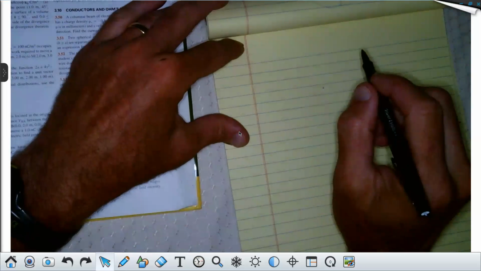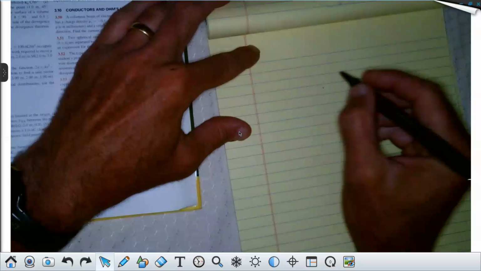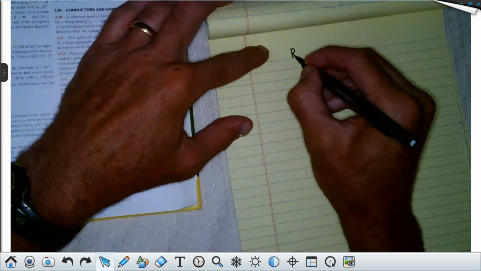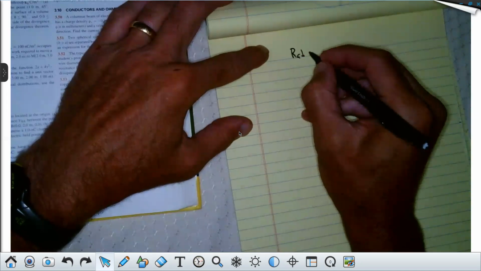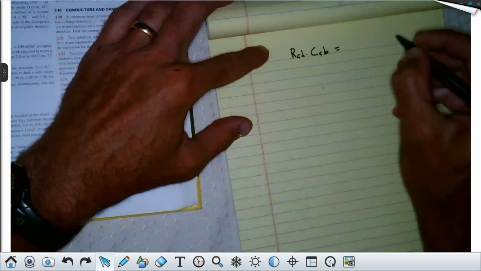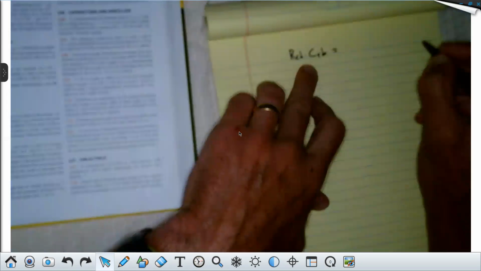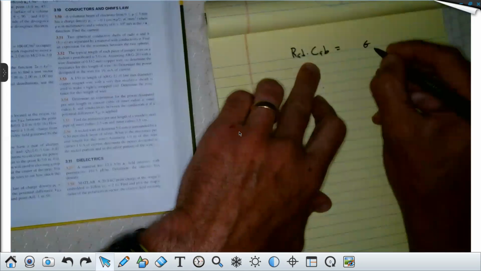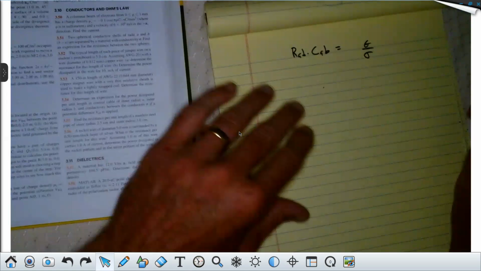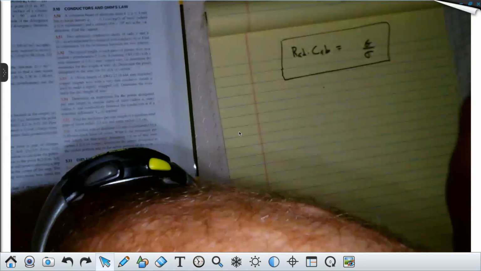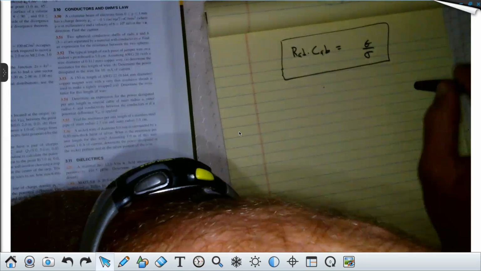Now listen. If you take the resistance between the plates and multiply it by the capacitance between the plates, resistance times capacitance will always be epsilon over sigma. Now, I'm going to show you this with the last example. Just write this down. This is golden. Resistance times capacitance is epsilon over sigma. And I'm going to prove it to you.